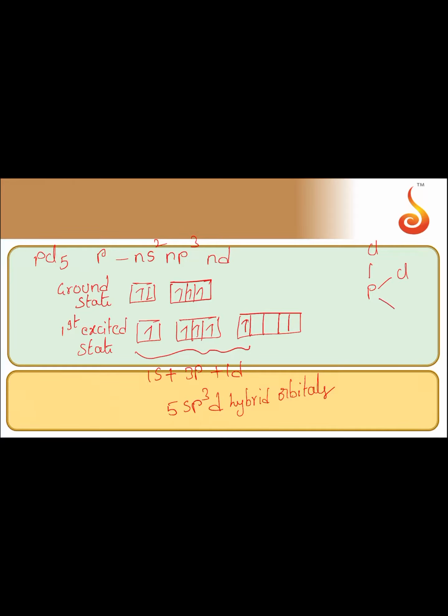So the hybridization of PCl5 is sp3d. Like this, these 5 sp3d hybrid orbitals will form the 5 bonds with 5 chlorine atoms. And here the shape of the molecule is trigonal bipyramidal.